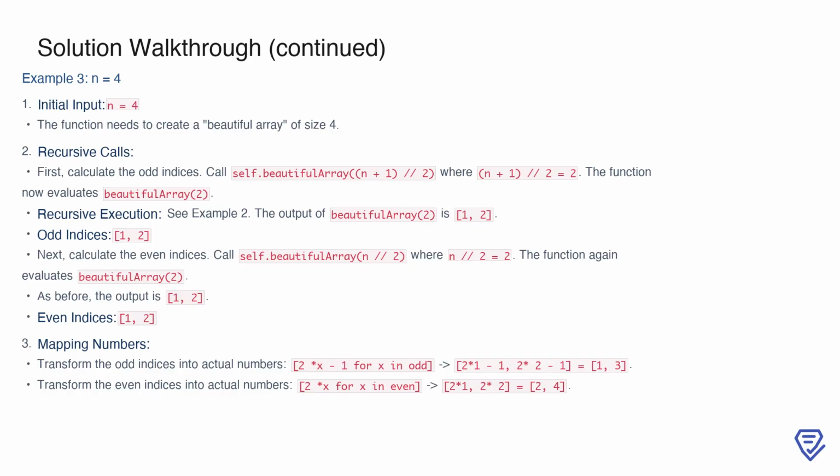Next, we calculate the even indices by calling the function with n/2, which also equals 2. Similarly, the result of beautiful array 2 is 1, 2, giving us the even indices as 1, 2. After obtaining these indices, we map the odd indices using the formula 2x-1, which gives us 1, 3. For the even indices, the formula 2x transforms them into 2, 4.